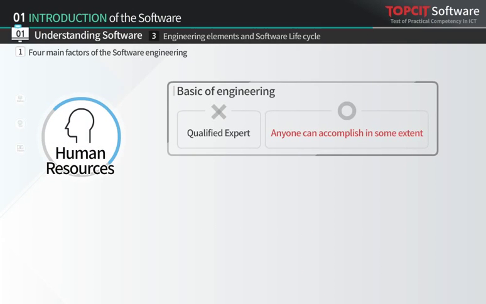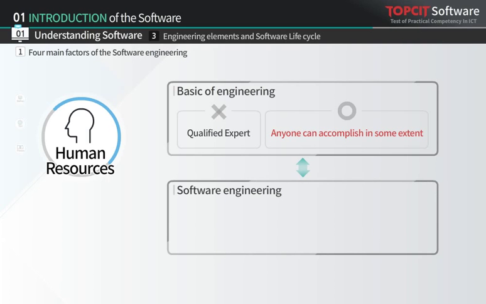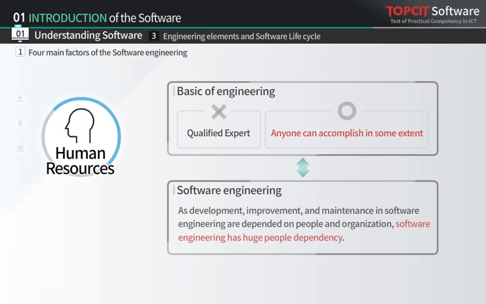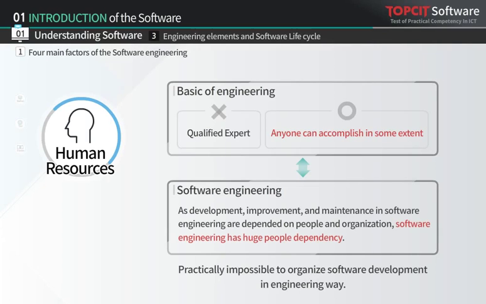Human resources is the last of the 4 elements of software engineering. The foundation of engineering lies in the fact that anyone, not just a professional, can accomplish the job with the same or better results. As development, improvement, and maintenance in software engineering depend on people and organization, software engineering has relatively more people dependency than any other engineering. Since there are a variety of issues in the case of software engineering, please be aware of the fact that it is practically impossible to organize software development in an engineering way.